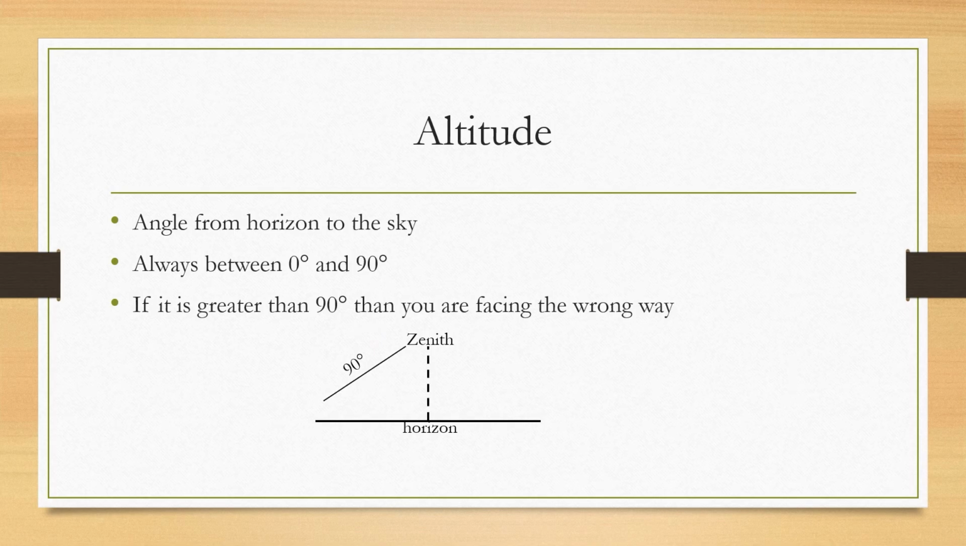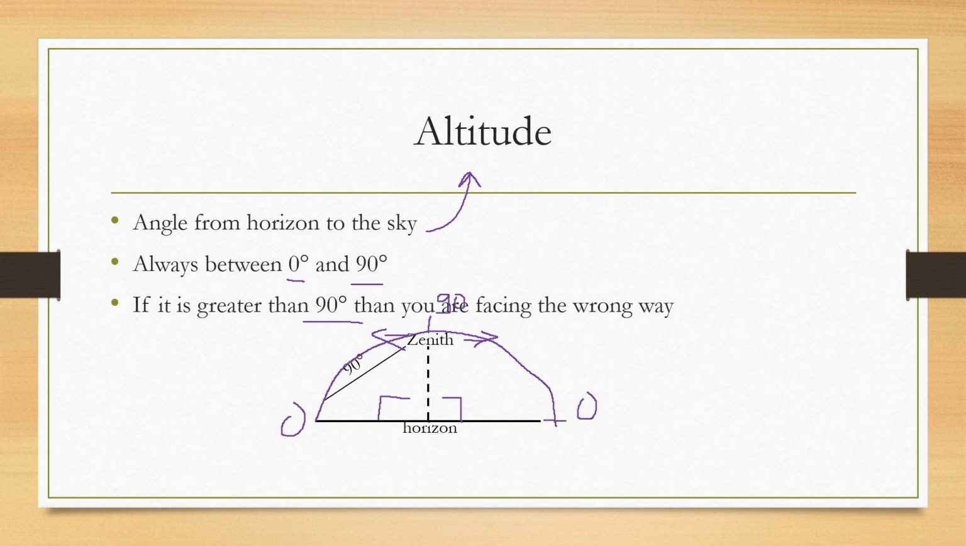Now let's talk about altitude. The angle from the horizon to the sky is known as altitude. It is always between 0 degrees and 90 degrees. If it is greater than 90 degrees, you are probably facing the wrong way. So remember how I said, depending on if you're to the right or to the left of the zenith? Well, when you're in that lovely little dome, it is always between 0 and 90 degrees. It makes a right angle, depending if you're over here versus over here. It's not like it's going to go, oh, almost 180 degrees. It's going to go, oh, maybe over here is like 10 degrees, and over here is like, I don't know, 45 degrees. Do you see what I'm saying?